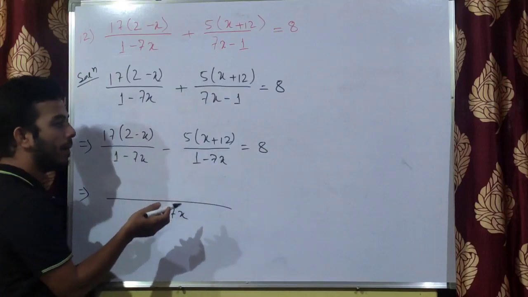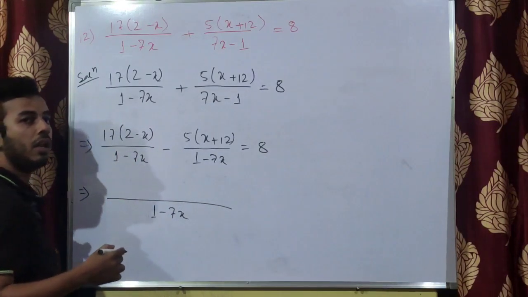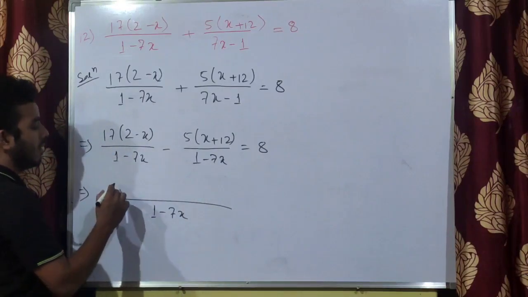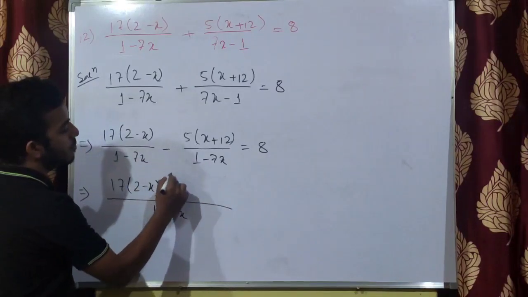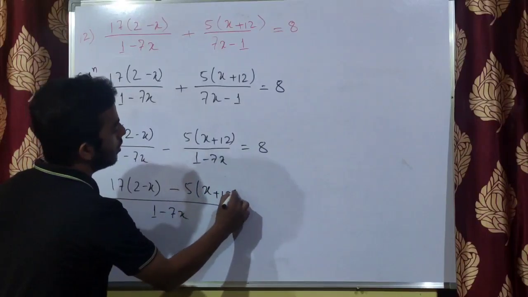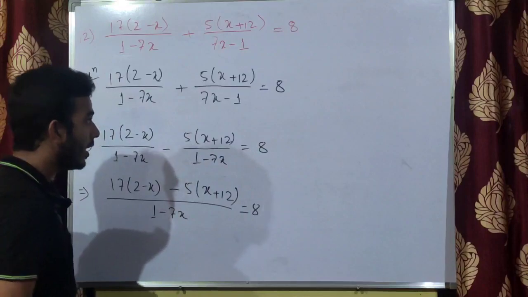So we will multiply 17 into 2 minus x with 1. Anything multiplied with 1 is what? The number itself. So it will be 17 into 2 minus x, then this minus 5 into x plus 12. Okay, then equals 8, right?